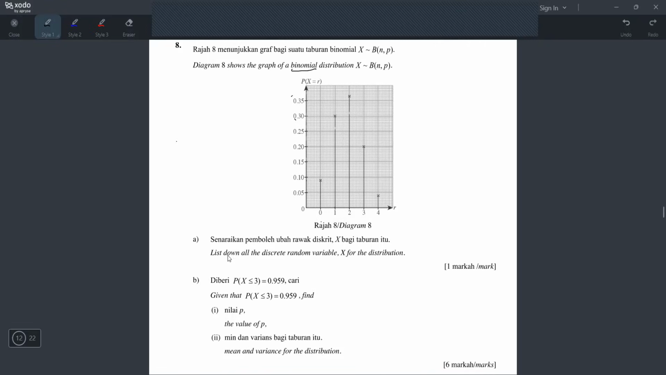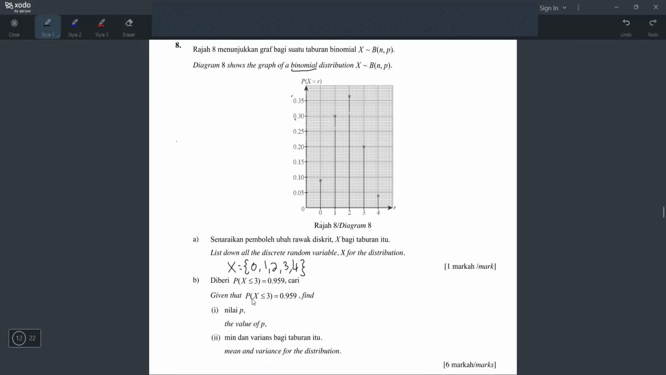Let's see what they want first. List down all the discrete random variable x for the distribution. It means they want you to just list down all the possible values of x. So we will look at our x-axis. So we have 0, 1, 2, 3, 4. So that's the answer, 0, 1, 2, 3, 4, right? It means maybe 0 times success, or 1 time, 2 times, 3 times, 4 times. That's all. 4 is the total number of trials. So just until 4 only. And 0 have to include also.